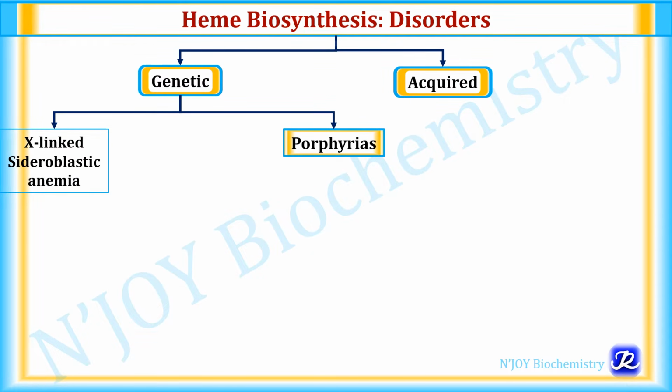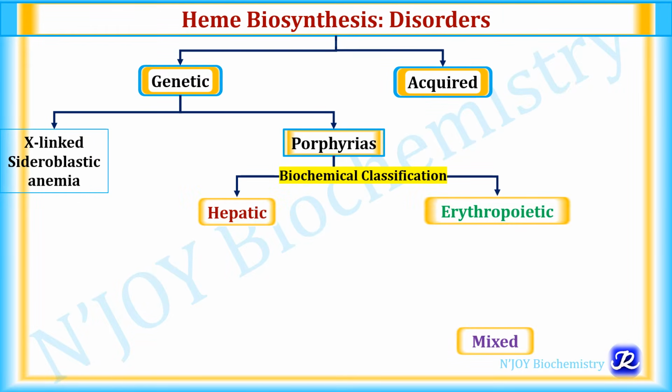And other genetic disorders include porphyrias. So porphyrias do not include X-linked sideroblastic anemia. Now how are these porphyrias classified? The biochemical classification of porphyrias includes hepatic porphyria, erythropoietic porphyria, and mixed porphyria, which has both hepatic and erythropoietic components. So there are three types of porphyria in case of biochemical classification.